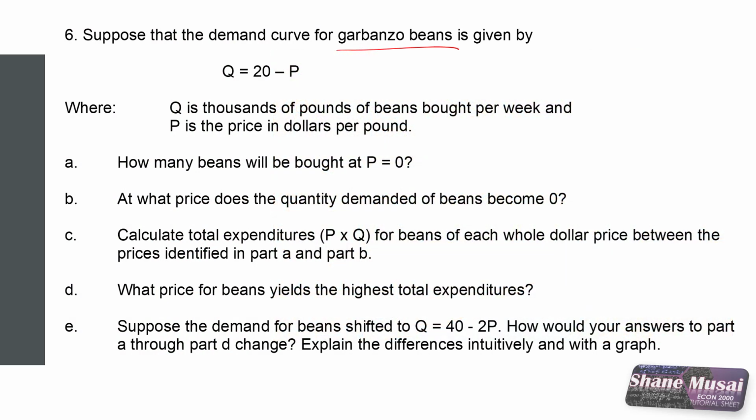This chana is demanded using this equation here, right? The quantity demanded is given by 20 minus P, where Q is thousands of pounds of beans bought per week, and P is the price in dollars per pound. Part A of the question asks how many beans will be bought at a price equal to 0.